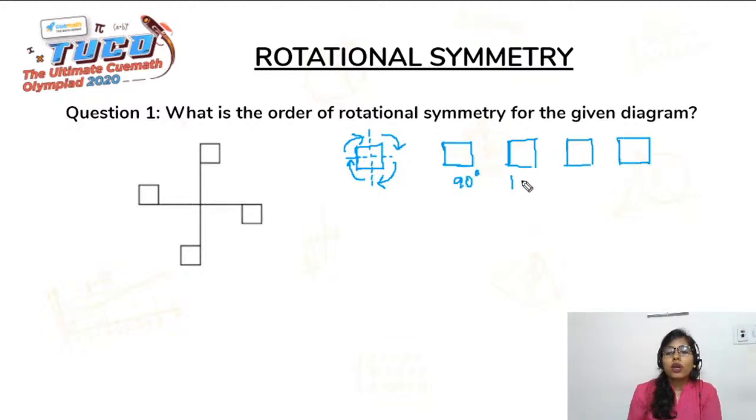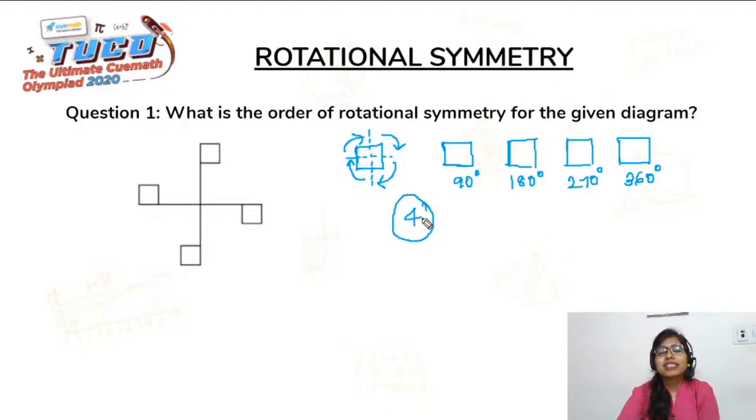Okay, so what does this suggest? It means that the number of times you get back the same figure as the original figure in a complete rotation of that particular object, that determines what's the order of rotational symmetry. And as per this, a square is giving us back 4 shapes in one complete rotation, right? So I could say that the order of rotational symmetry for a square is nothing but 4.